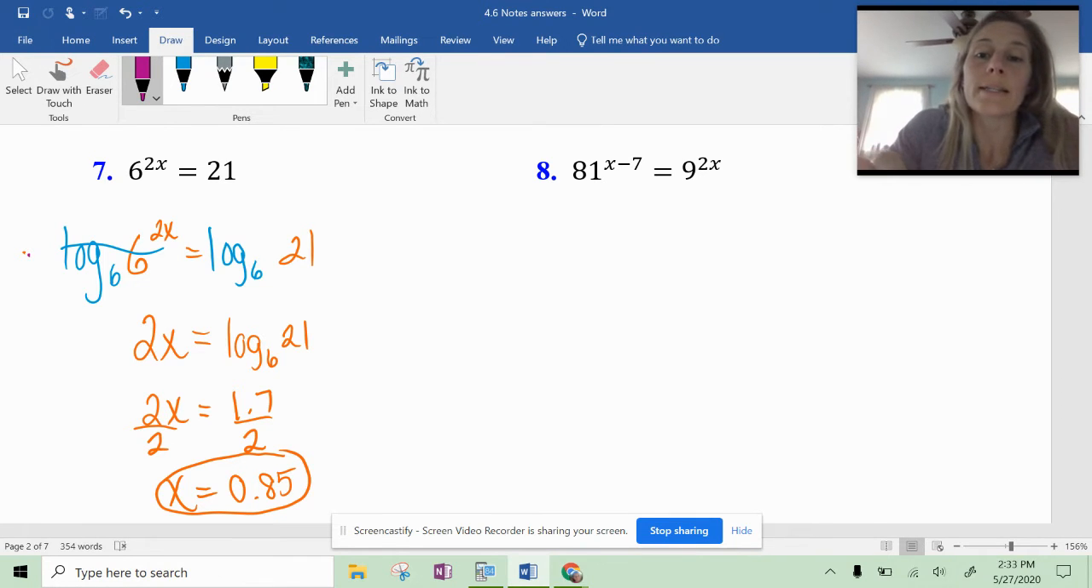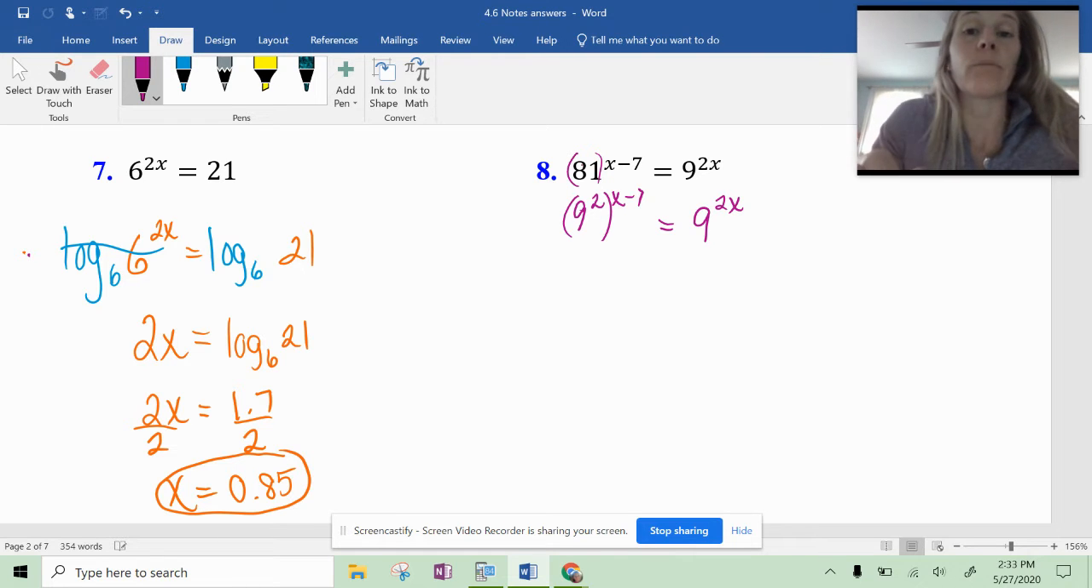Okay, now number 8, we have a 9 and an 81. So one option is that I could make my 81 into 9 squared, and now my two bases are the same. Another option would be you could make both of them change into bases of 3, but that would just be more work, so I'm not going to do it that way, but it should still come out.